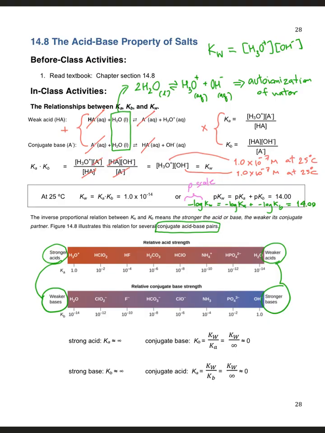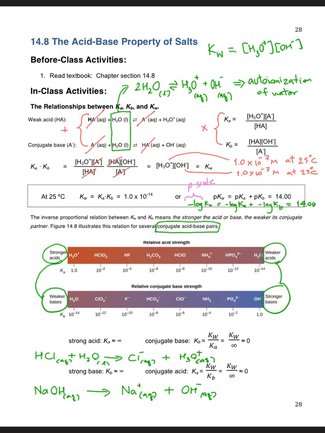The same idea applies for the strong base. For the Kb of a strong base, it will equal infinity. So that means its conjugate acid Ka would approach 0 as well. And we can say that for a strong base, its conjugate acid will not behave as an acid because Ka is equal to 0, but instead it will behave as pH neutral.